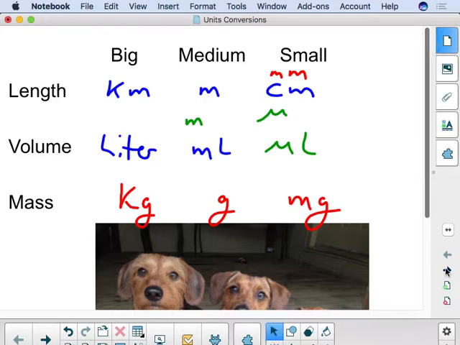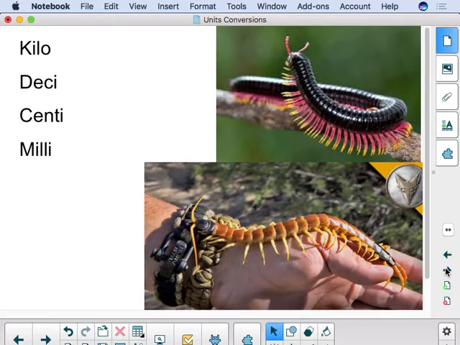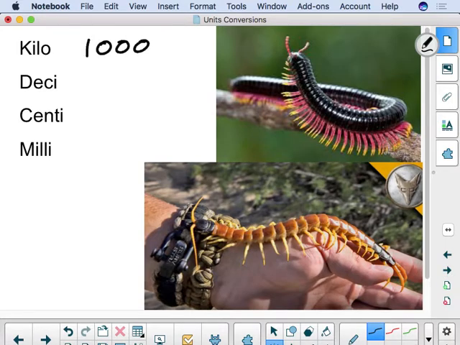Let's talk about what those various prefixes mean. A kilogram is how many grams? This is physical science. Kilogram is what? 1,000. Deci we don't use very often. The fact that it's deci instead of deca means that it's a 1/10. A centipede has how many feet theoretically? 100. This is 1/100th. A centimeter is 1/100th of a meter.